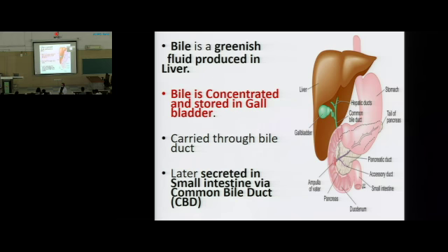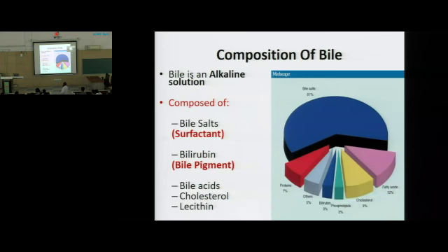And just now you know which hormone it is? CCK. Cholecystokinin contracts the gallbladder to release the bile into the small intestine. Bile is alkaline. It has the surfactant, that is bile salt. It has a pigment called bile pigment, nothing but bilirubin. It has bile acid, cholesterol and the phospholipid lecithin.